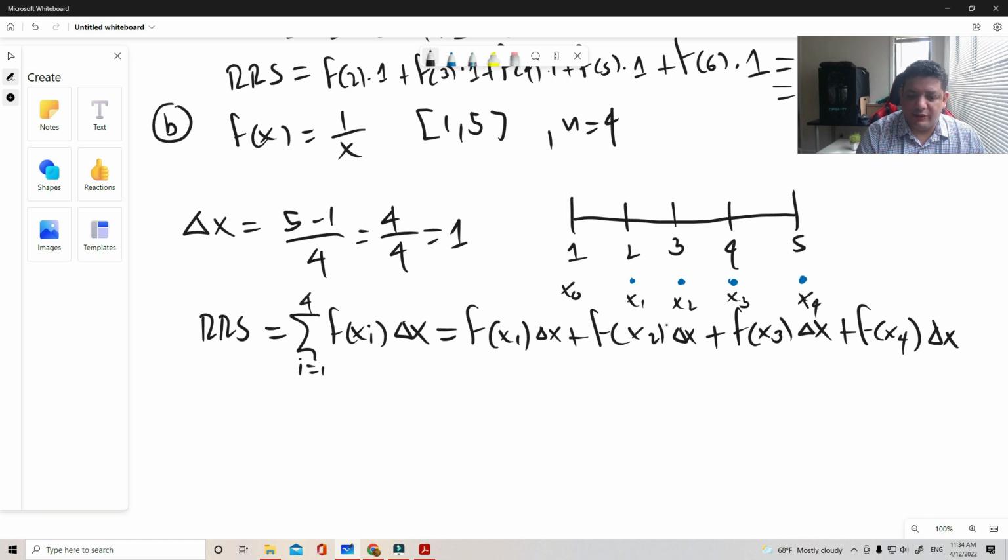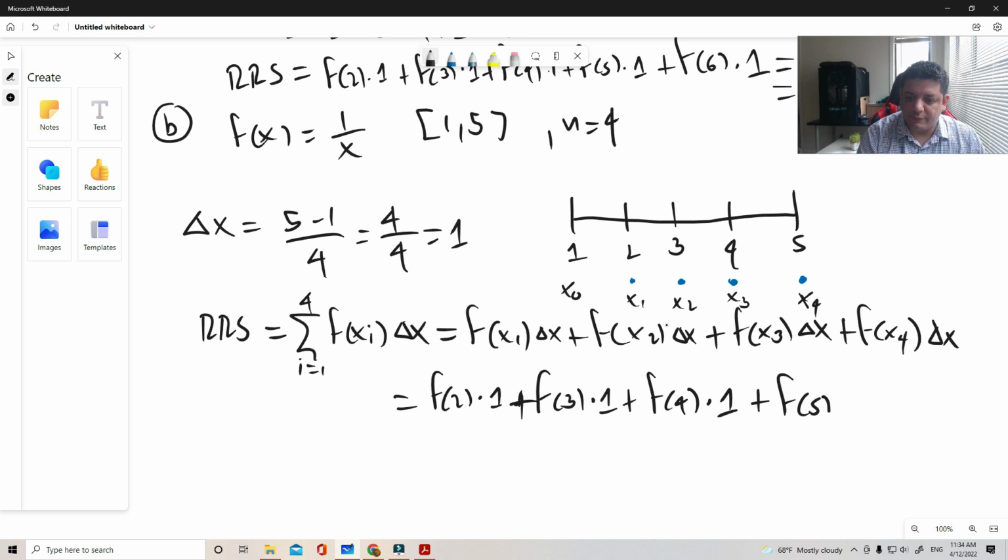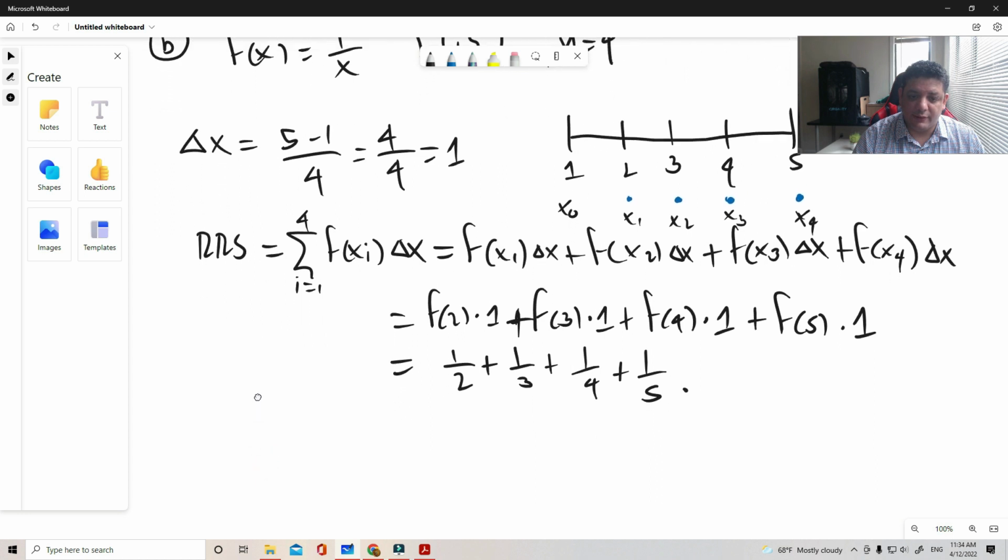But in reality, this just transforms into f of 2 times 1 plus f of 3 times 1 plus f of 4 times 1 plus f of 5 times 1. And now this is going to be 1 over 2 plus 1 over 3 plus 1 over 4 plus 1 over 5. And that will be the right Riemann sum in this case.